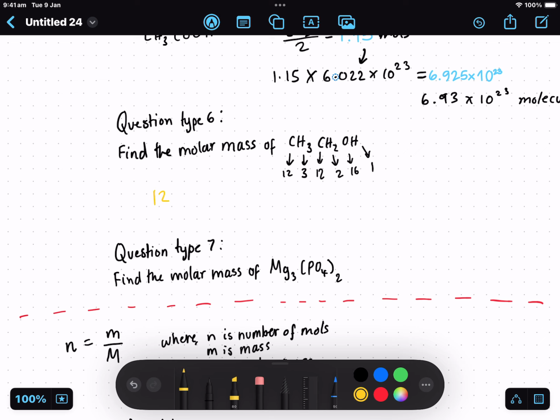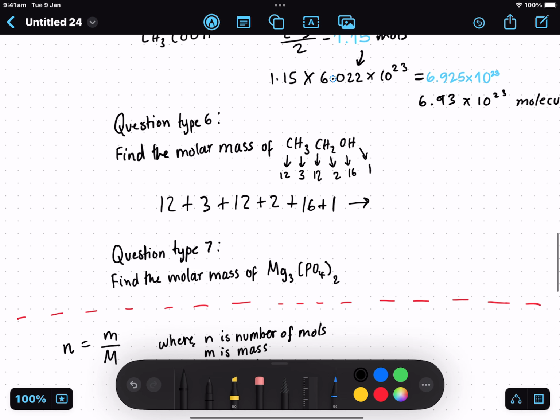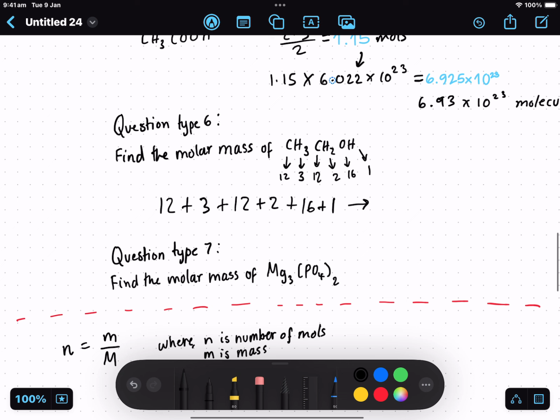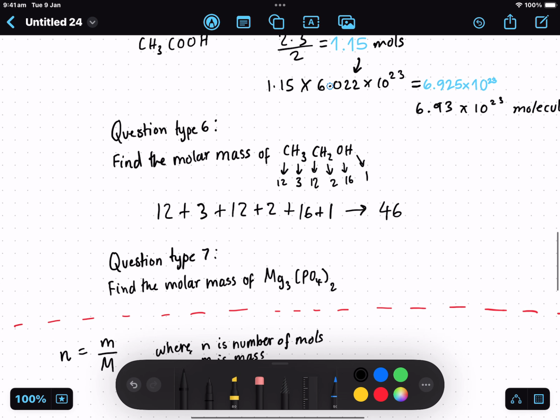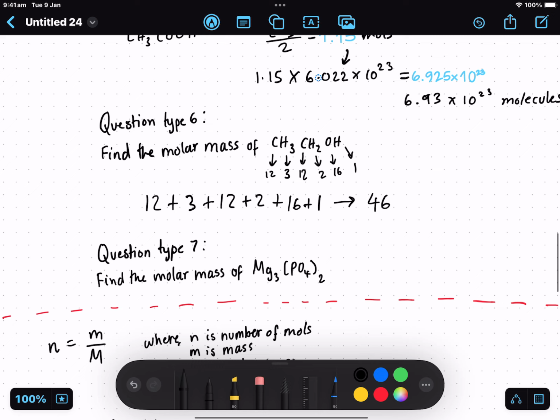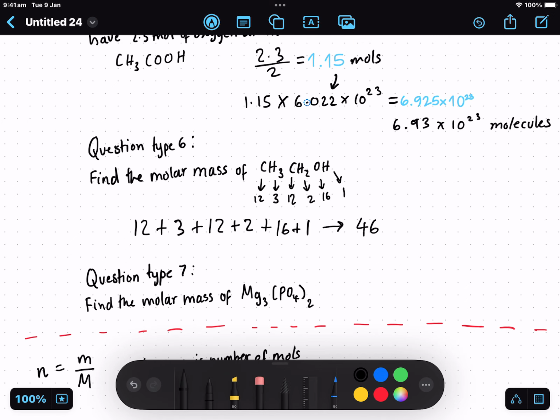So 12 plus 3 plus 12 plus 2 plus 16 plus 1. So the atomic mass of CH3CH2OH should be, let's do some simple calculations. 15 plus 12 is 27, 29, 30, and then 46. I don't know if I did that right, but yeah. 46 is the molar mass of CH3CH2OH.